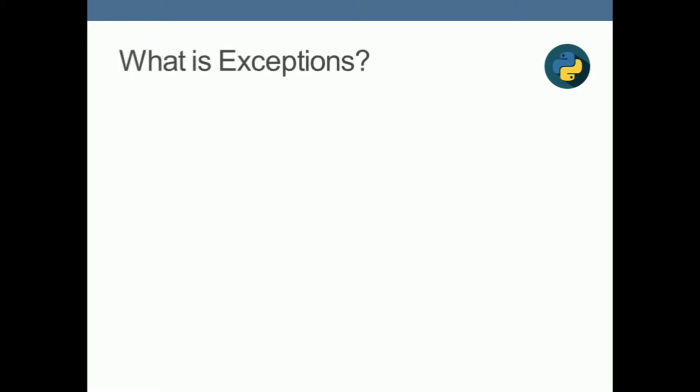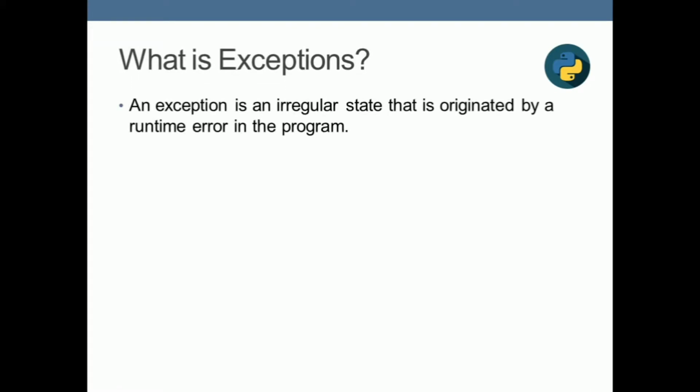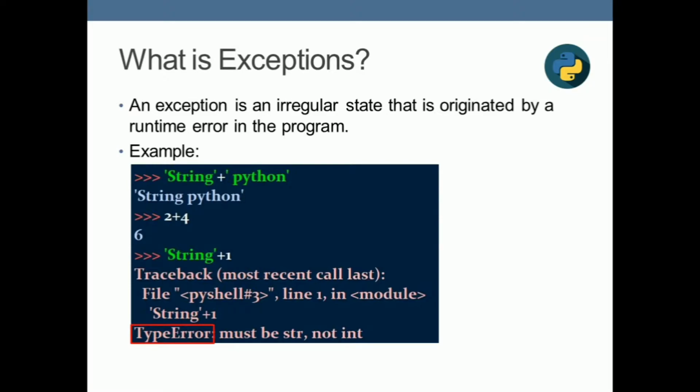What is an exception? An exception is an irregular state that is originated by a runtime error in your program. An exception usually disturbs the flow of the program. Let me show you an example. In this example, at the first line, we were adding two strings, performing a concatenation operation, and we got a new string and no errors. Similarly, when we add two integers, just 2 and 4, we got a result 6 without an error.